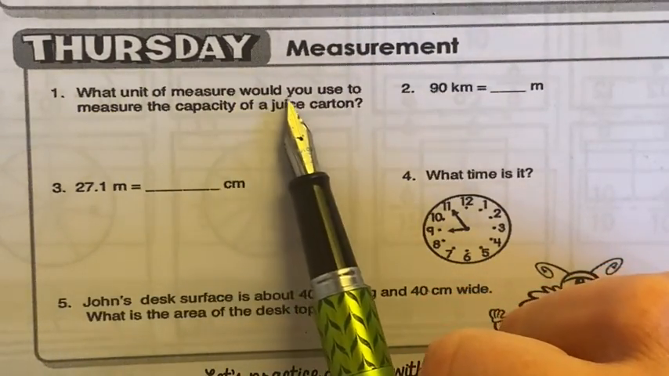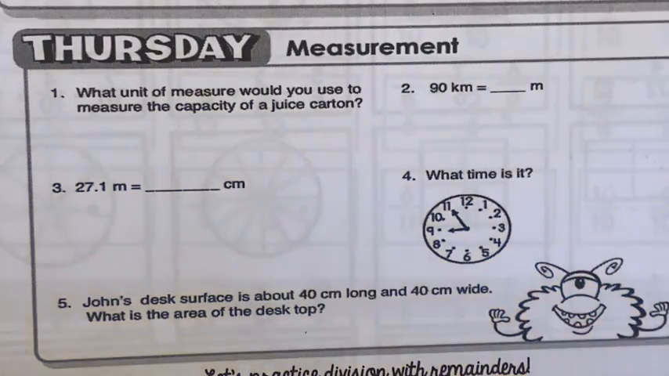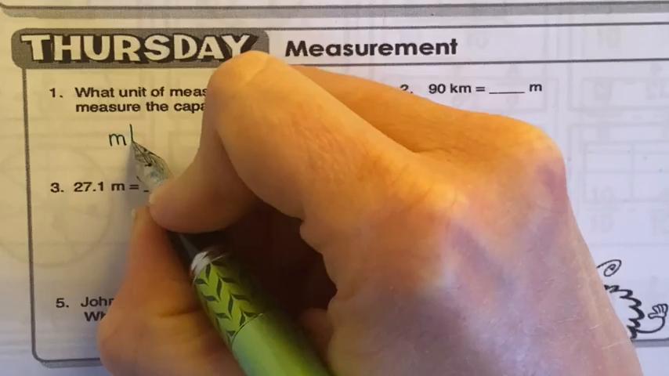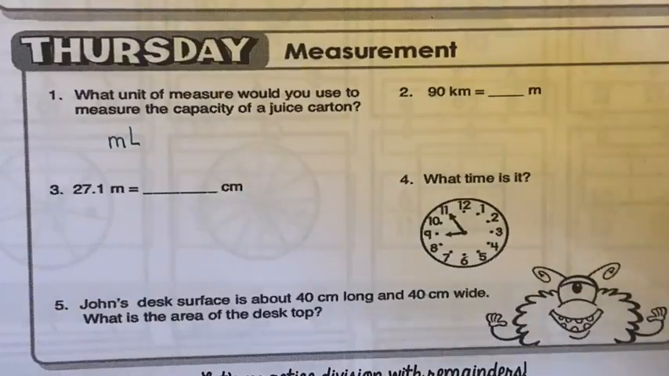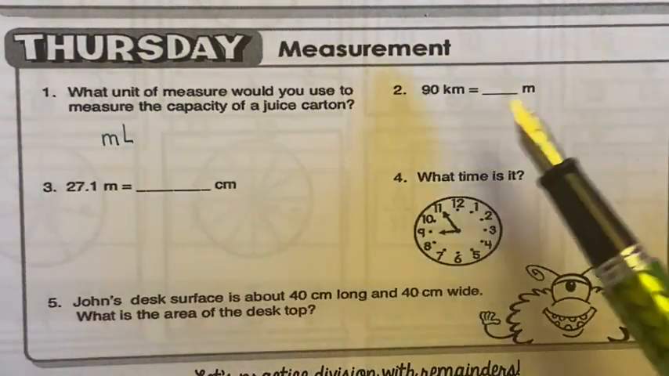What unit of measure would you use to measure the capacity of a juice carton? So juice cartons aren't often a whole liter, you might have a liter, but usually they're milliliters. A bigger one might be like 850 milliliters, 750 milliliters. Juice cartons are often in milliliters. I guess you could get a big jug that could be 2 liters, but I go with milliliters.